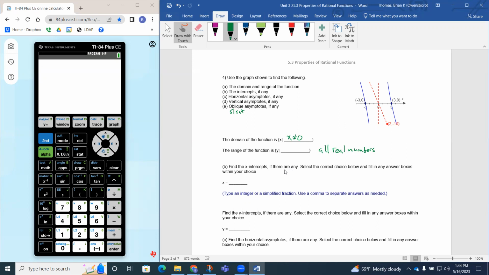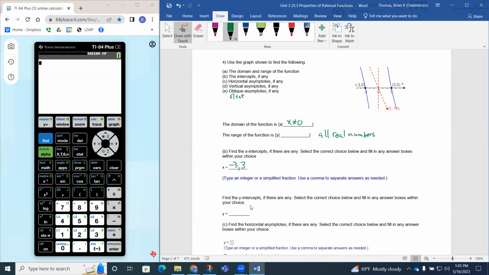Part B says find the x-intercepts if there are any. Notice, again, the graph is the blue part. The red lines are what we call boundary lines. That's the areas that the graph cannot touch. So -3 and 3 are our two intercepts. So -3 and 3 would be where it crosses the x-axis.